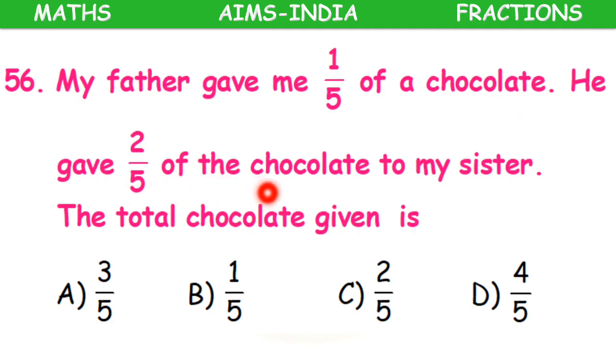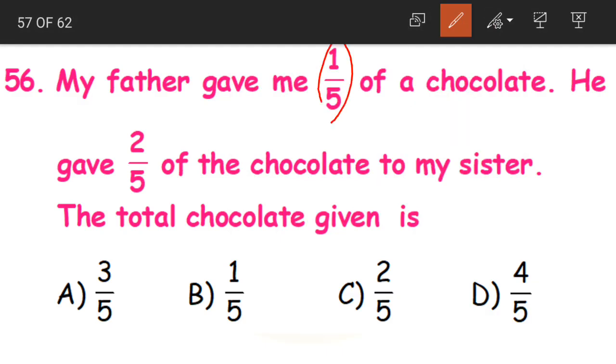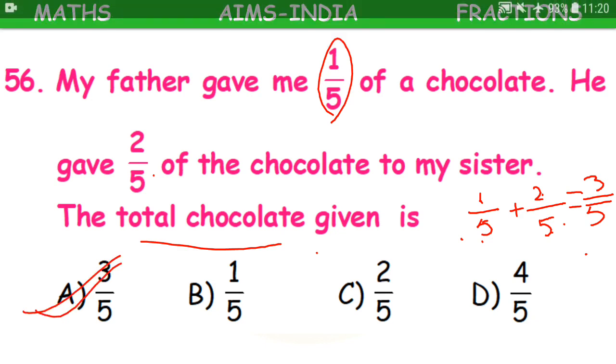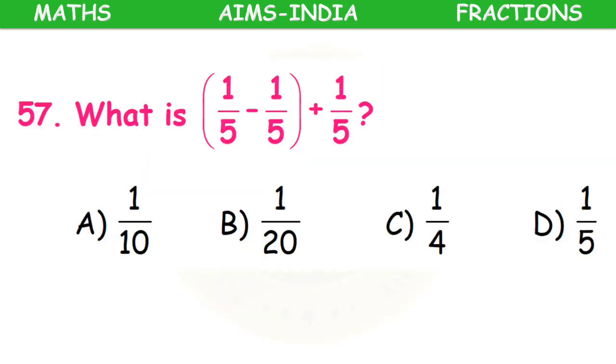Next, my father gave me 1 by 5 of a chocolate. He gave 2 by 5 of the chocolate to my sister. The total chocolate given is dash. Now what is he saying? First, the father gave 1 by 5 and then he gave 2 by 5 to my sister. So when we add, we'll get the total chocolate given. So 1 plus 2 is 3 divided by our common denominator 5. So father gave 3 by 5 of the chocolate, distributed 3 by 5 of the chocolate between me and my sister.